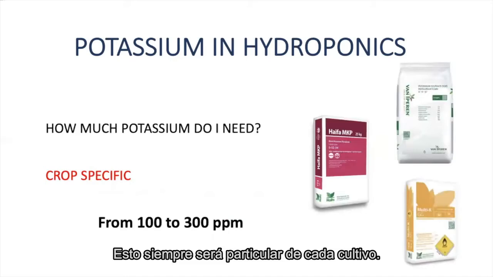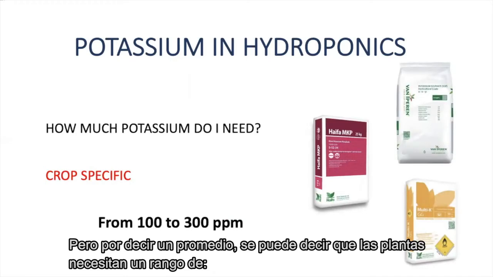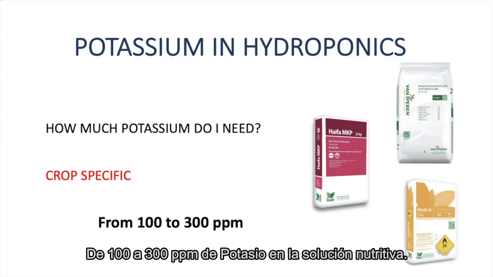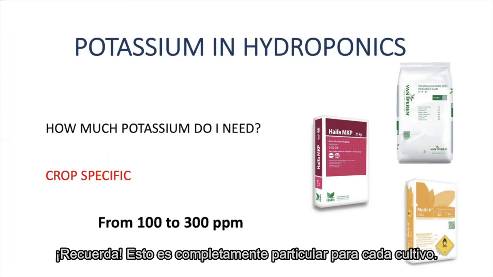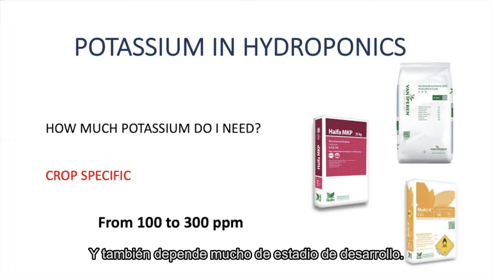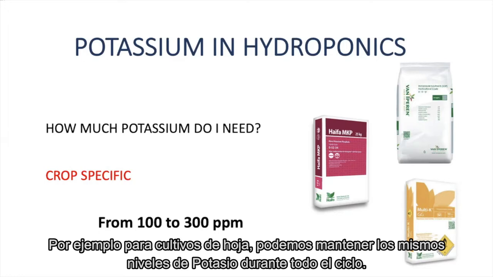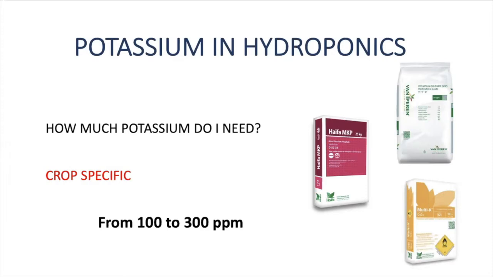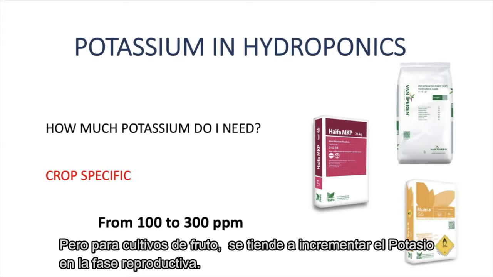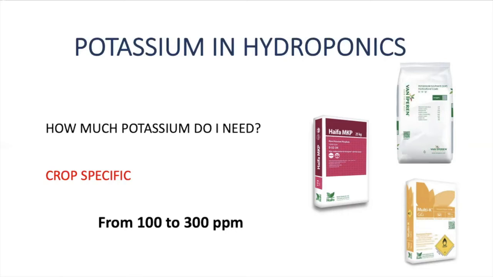This will always be crop specific, but trying to share an average range, we can say plants need from 100 to 300 ppm of potassium in nutrient solution. Remember, this is totally crop specific and also depends on the stage of development. For leafy greens, for example, we can keep the same potassium for the whole cycle. But in fruiting crops, we tend to increase potassium in the generative phase.